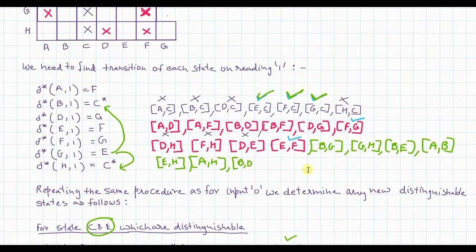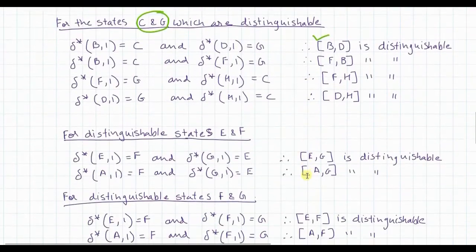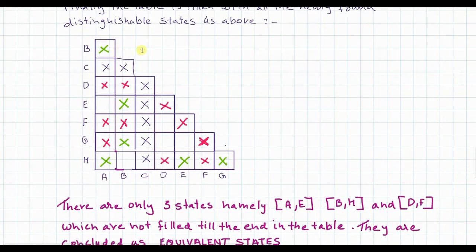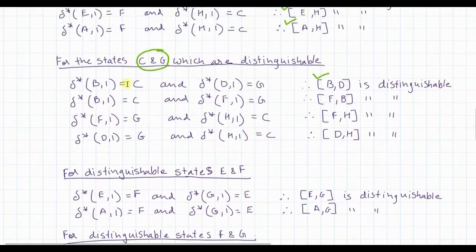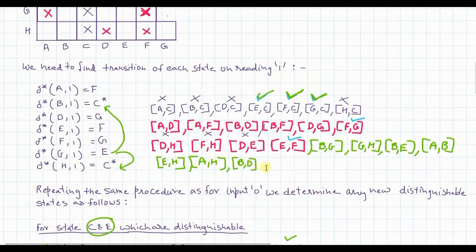B comma D, and in the table either B comma D or D comma B will be marked with X, whichever possible. B comma D is not possible. D comma B will be this cell, and it is already marked in the previous. Okay. Now notice that before adding these states, you should always check whether this state is already present. Now see, B comma D is already present, so you don't have to add it again. You don't have to repeat it again. Okay. So you don't have to write B comma D again.